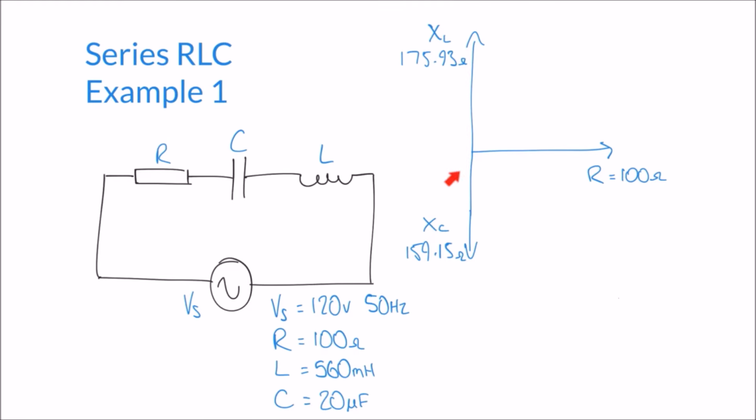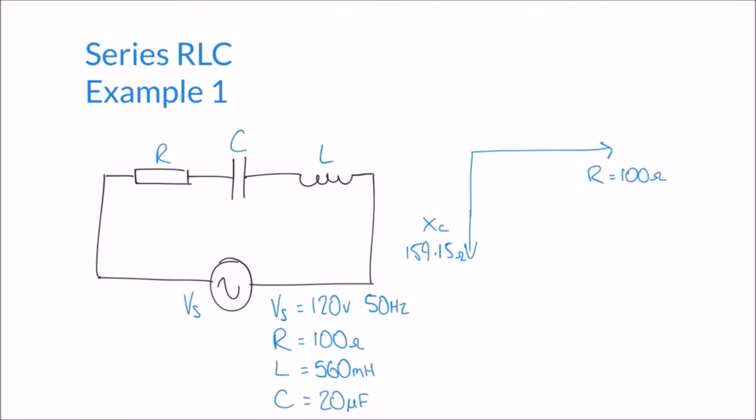They oppose one another. And so what we can do is cancel these two down to simplify our diagram. If we have 175.93 going up and we have 159.15 going down, then we can simply calculate the difference between them. And the difference in this case works out to be 16.78. So 175.93 minus 159.15.